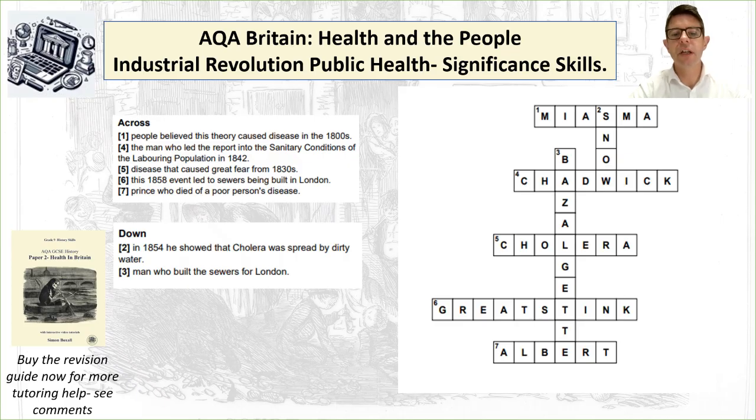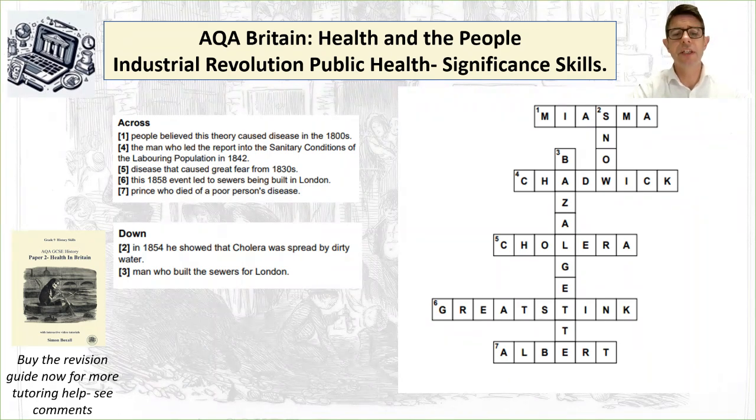Number 7, a prince who died of a poor person's disease. So this is Albert, Victoria's husband, and he died of a waterborne disease, typhoid or typhus, because the drains and pipes in Windsor Castle were so bad it was leaking waste around, and he caught the disease and died.